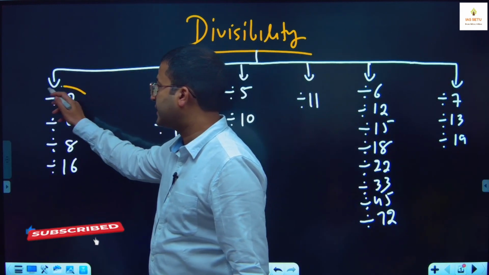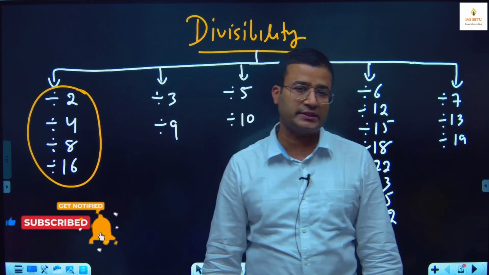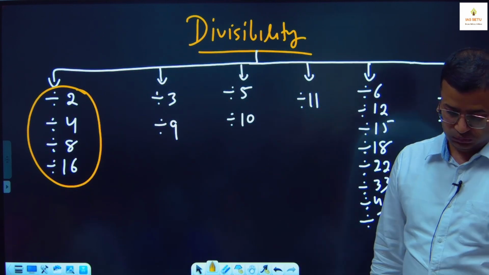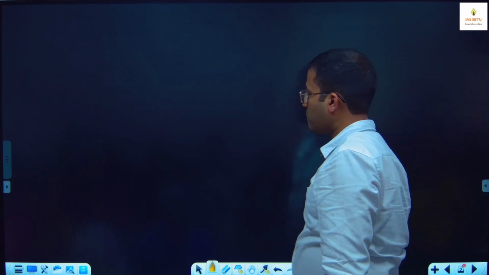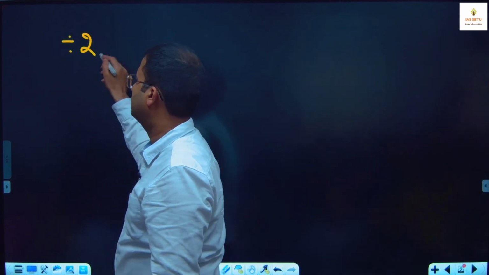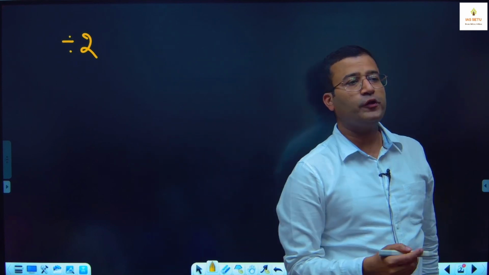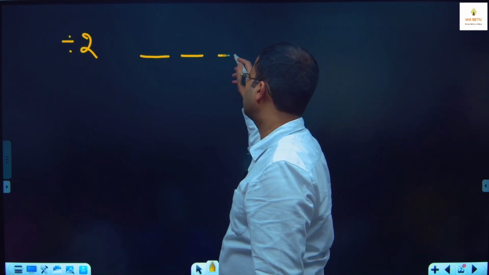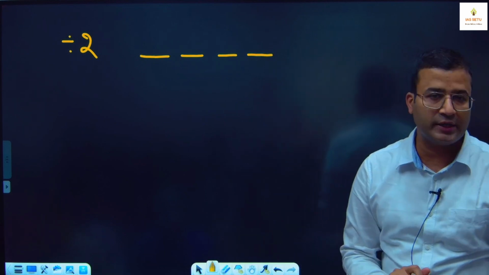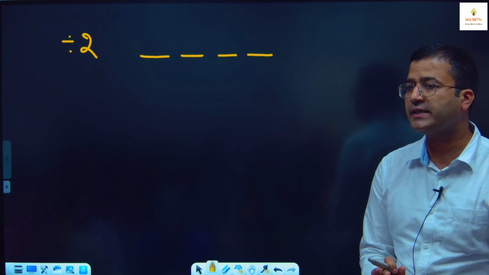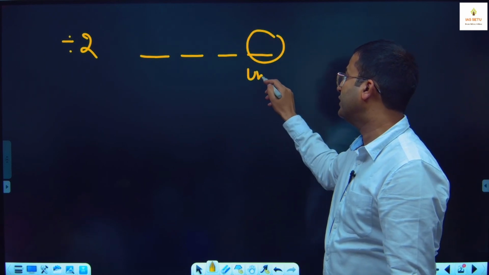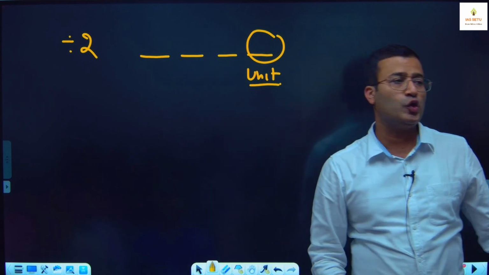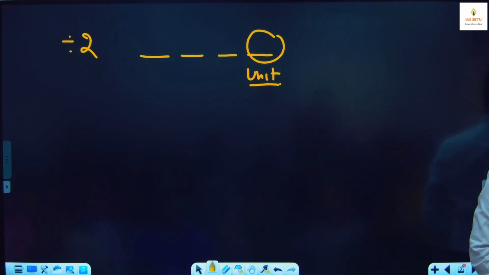I start with this category, divisibility of 2, 4, 8, 16, 32. I start with divisibility of 2. Many of you already know for the divisibility of 2, even numbers are divisible by 2. Or how we check divisibility of 2: if the last digit, the unit place digit, is divisible by 2, it means that the complete number is divisible by 2, otherwise not.